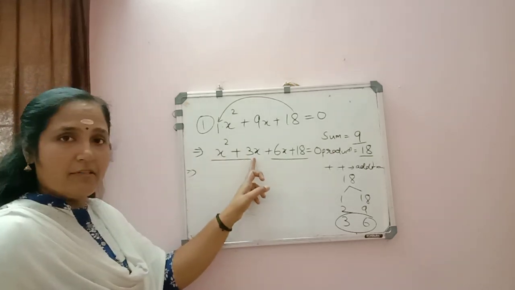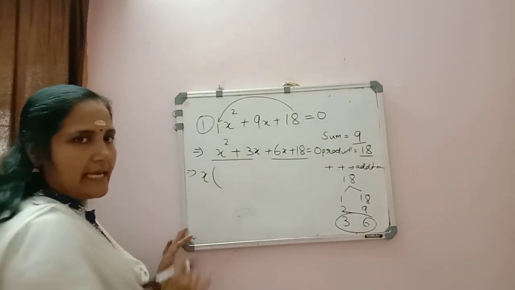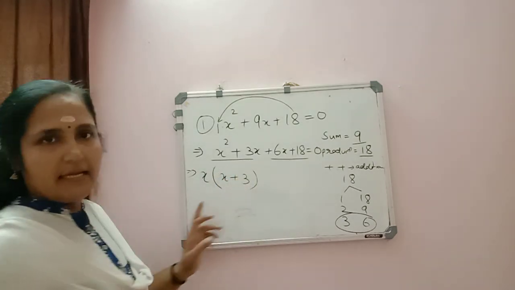And in the second term also we have x. So we can take x common from the first and second term. Inside the bracket it will remain x plus 3.